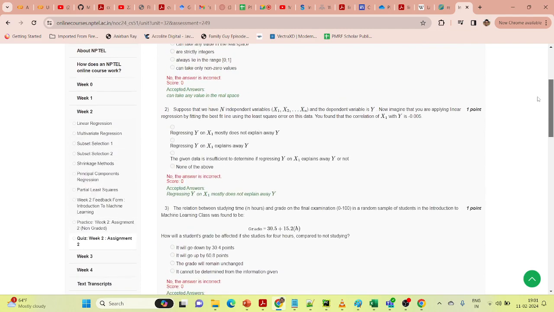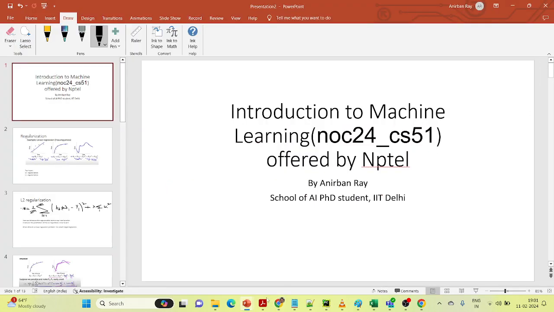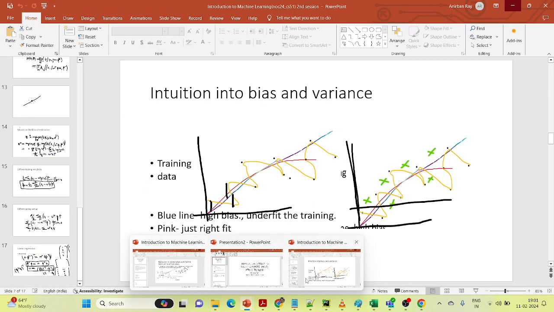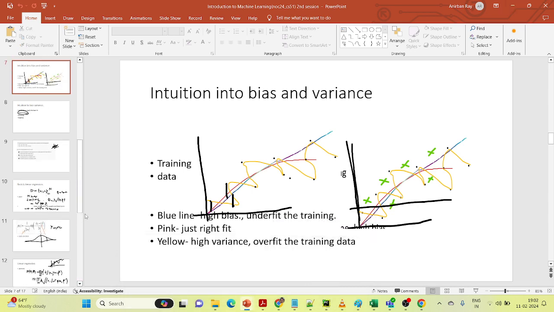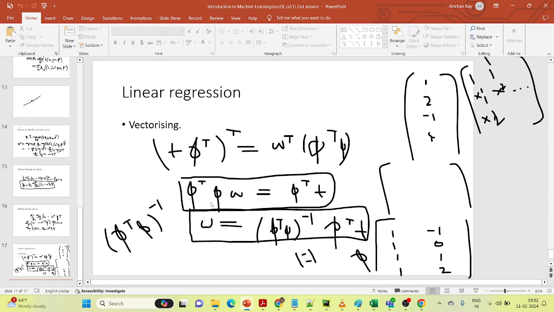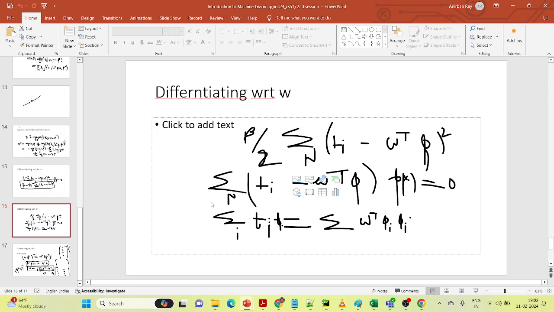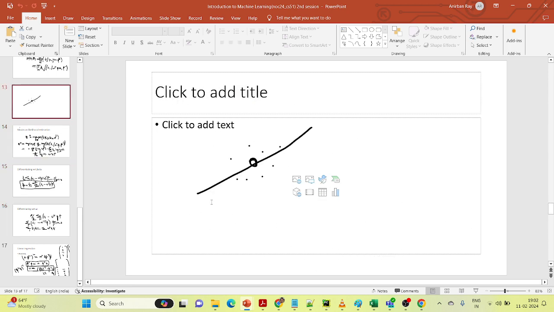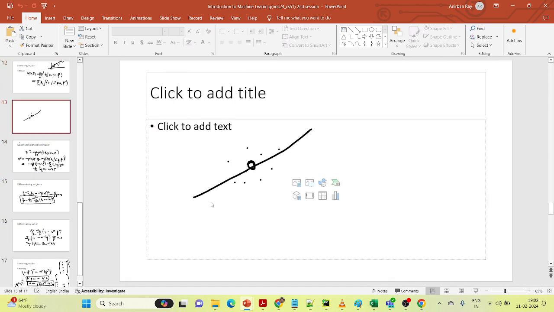But you are able to understand the maximum likelihood estimate and bias variance? Able to understand this one? These things you're able to understand?